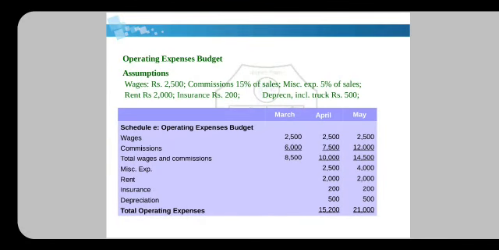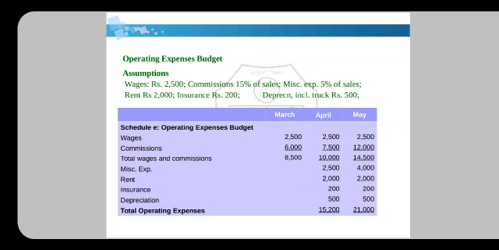Now operating expense budget. The assumptions are wages rupees 2,500, commission 15% of the sales, miscellaneous expenses 5% of the sale, rent is 2,000, insurance rupees 200, and depreciation including truck is rupees 500. This information is also given. So it is schedule E, operating expense budget.